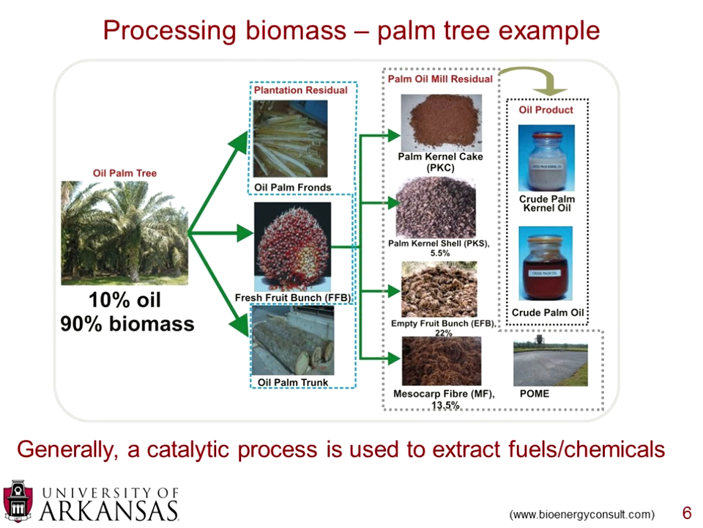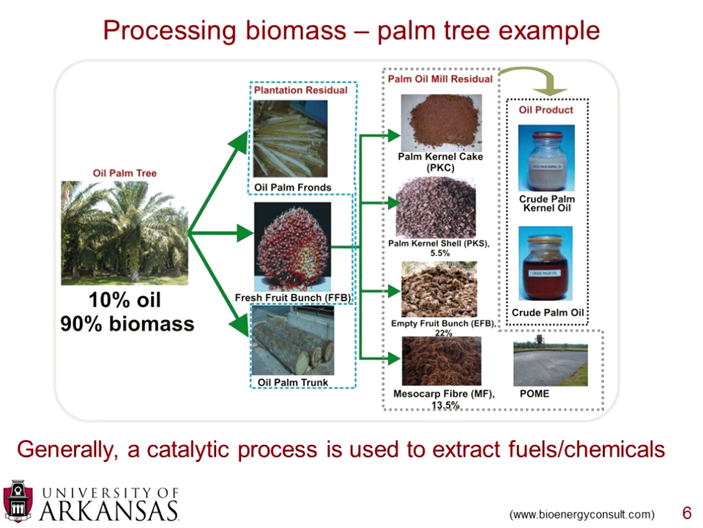If you look at the palm tree on the left, that palm tree is about 10% oil and about 90% biomass. And the question we ask is, how can we extract that oil in an economic way in order to use it as a potential biobinder? So through various processing, you have plantation residual, and part of that you have oil palm fronds, fresh fruit bunches, and also oil palm trunks. These are all residuals from the palm trees.